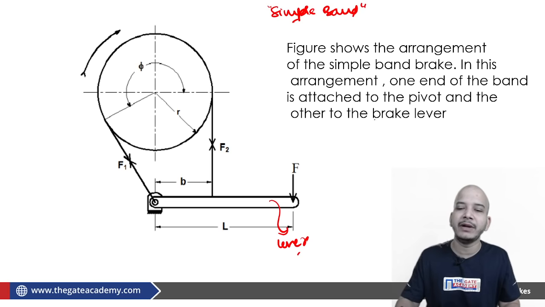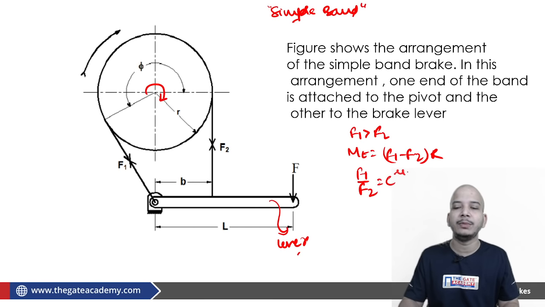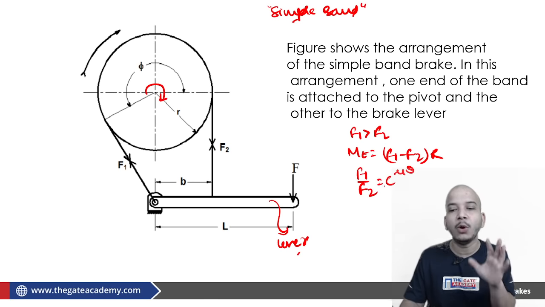Here once again, if someone asks you, let's say that clockwise rotation is there, then F1 must be greater than F2, definitely. MT must be equal to (F1 minus F2) into R. And F1 by F2 must be equal to e to the power mu theta. These relations hold good, just by common sense.